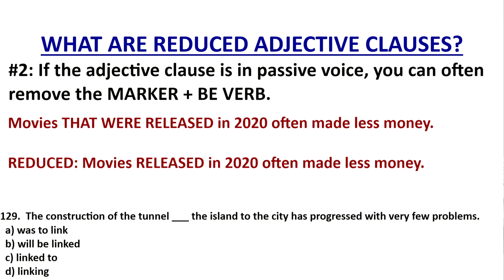Let's look at one more example. The original movies that were released in 2020 often made less money due to the pandemic. My adjective clause is that were released in 2020. This is passive because somebody released the movie, so the movie was released. What I can do is take out that and were and say movies released in 2020 often made less money due to the pandemic.